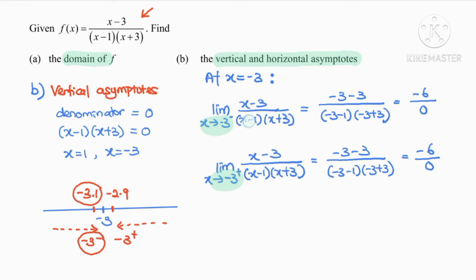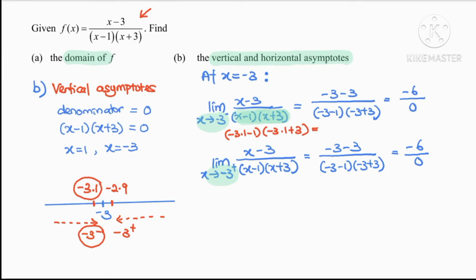We replace it here, the denominator part. So we have -3.1 minus 1 times -3.1 plus 3. So this is equal to 0.41. This is a positive value. So we are going to put here a positive sign.